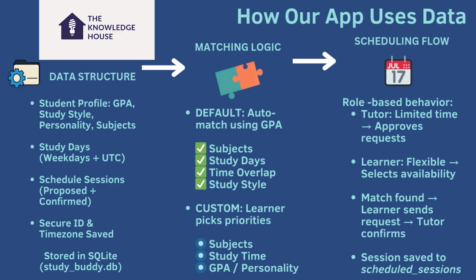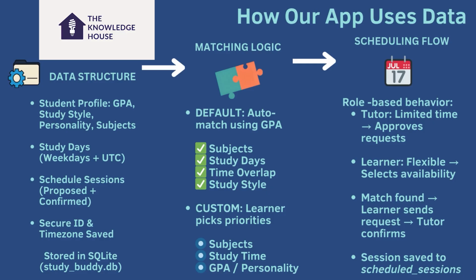In default mode, matches require at least one shared subject, a common study day, 60 minutes of overlap time, and ideally the same study style. In custom mode, tutees can select what matters most to them, whether it's their subjects, days, time overlap, GPA goals, study styles, or personality. Both modes use a match scoring system, and the scoring system is as follows.